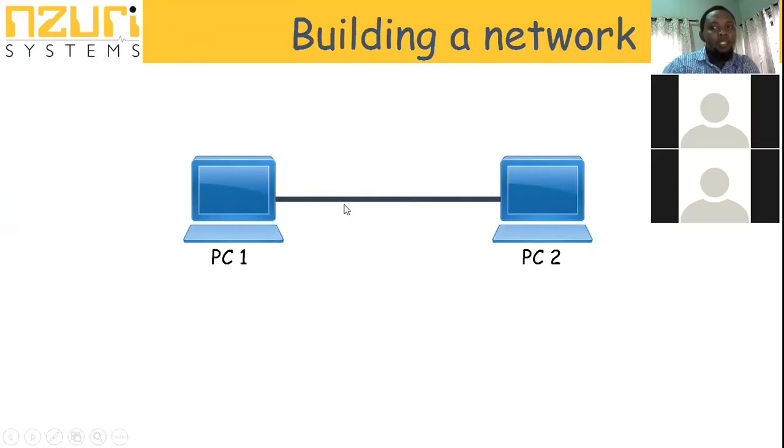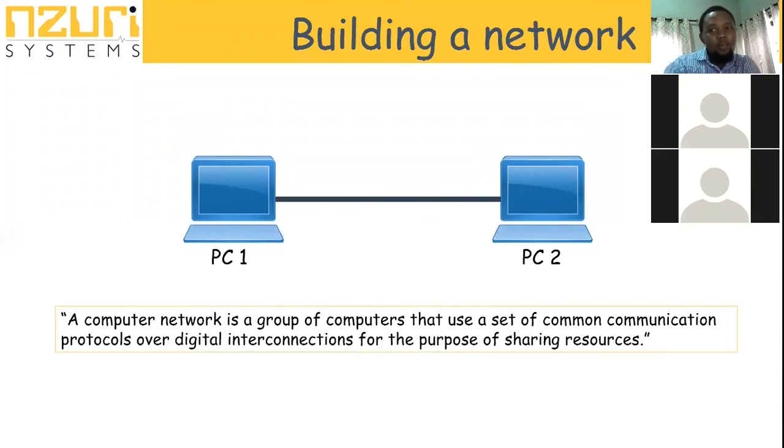But the moment I introduce something new, like a connection, like the cable you see here, everything changes. Once there's a connection between the two of them, it basically means this PC should be able to send information to the other PC. And that is what brings us back to the definition. You can see it says a computer network is a group of computers that use a set of common communication protocols over digital interconnections for the purpose of sharing resources. So you should know before I can say I have a network, there should be something connecting the two devices together, right?